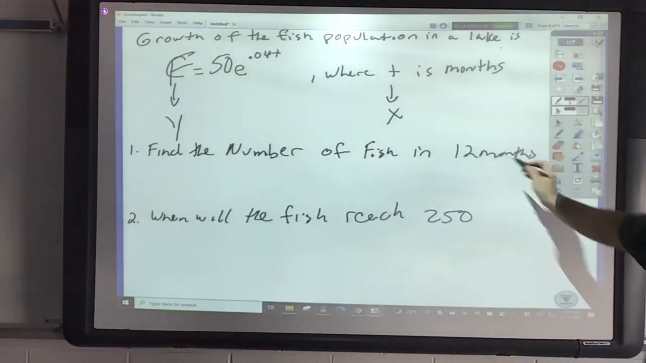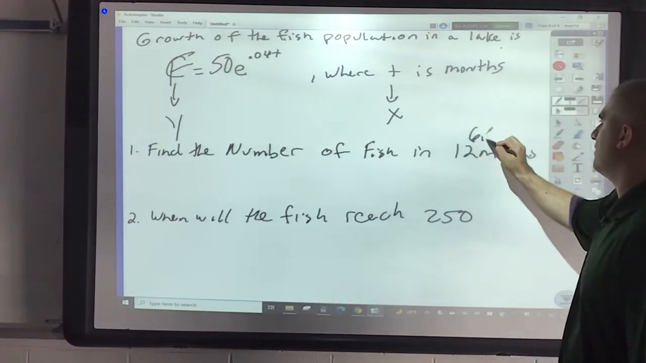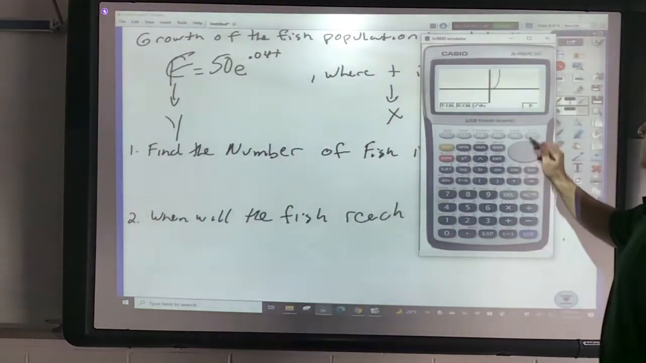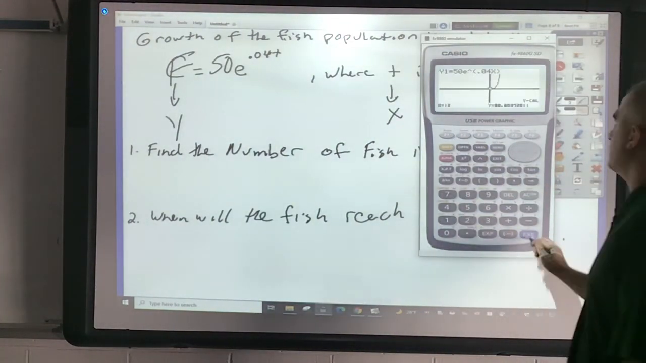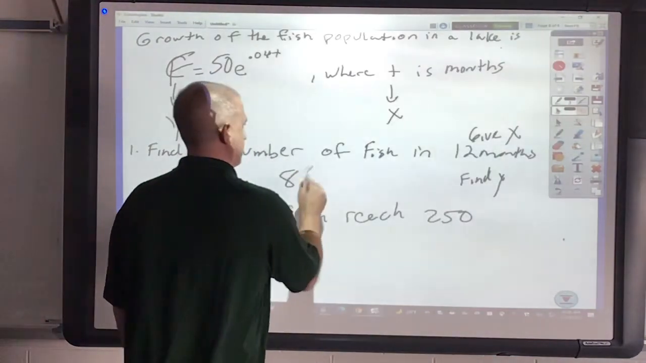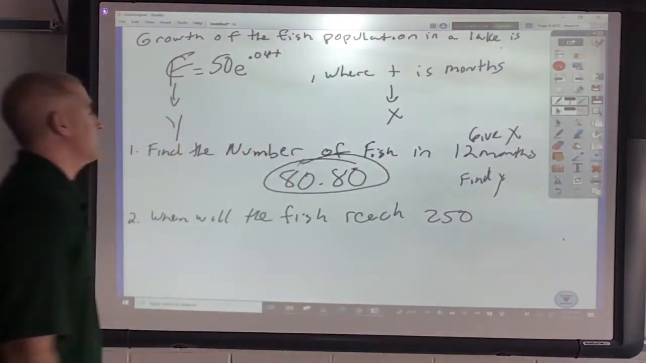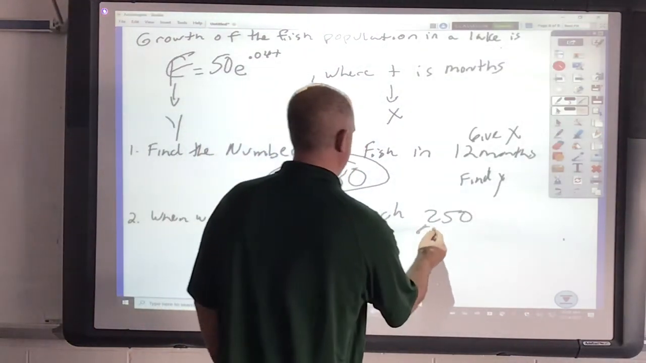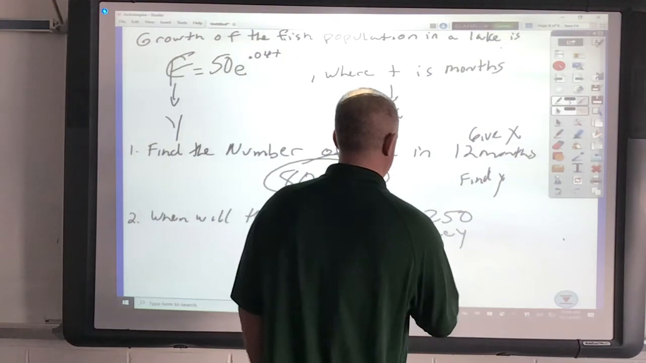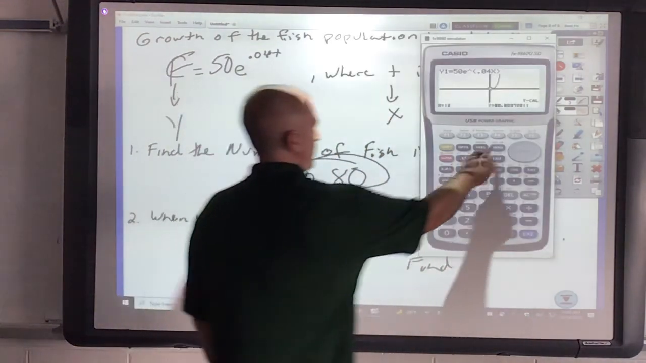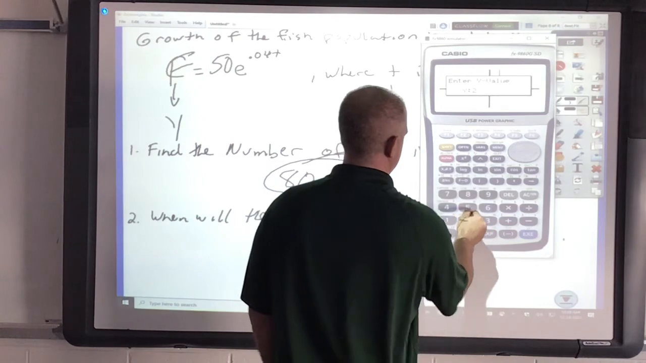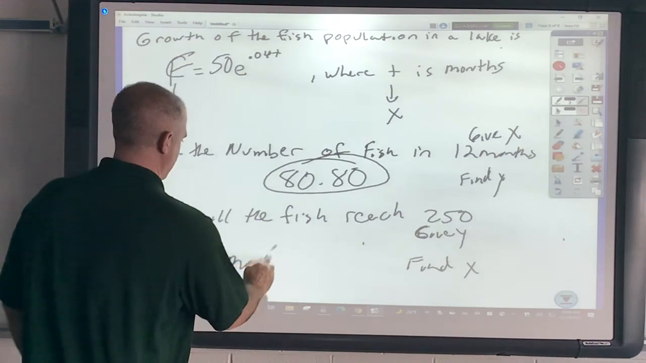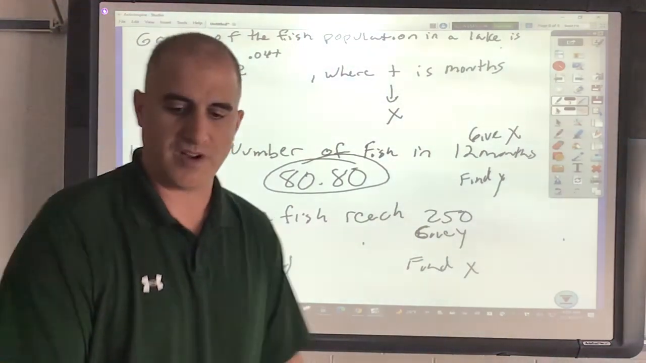All right, so what will the fish be in 12 months? So they give X, so that means I gotta find Y. I'll find the Y in 12 months. Fish will be 80.80, about 80 fish, okay? When will the fish reach 250? So they are giving Y, so I have to find X. All right, so gsolve 250. Okay, that's going to be about 40 months. Okay, and that's a lesson on exponential regression.